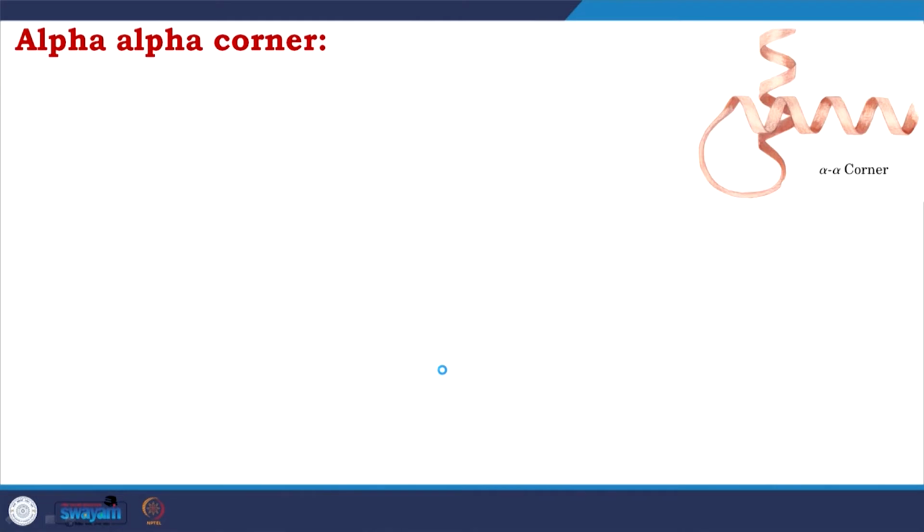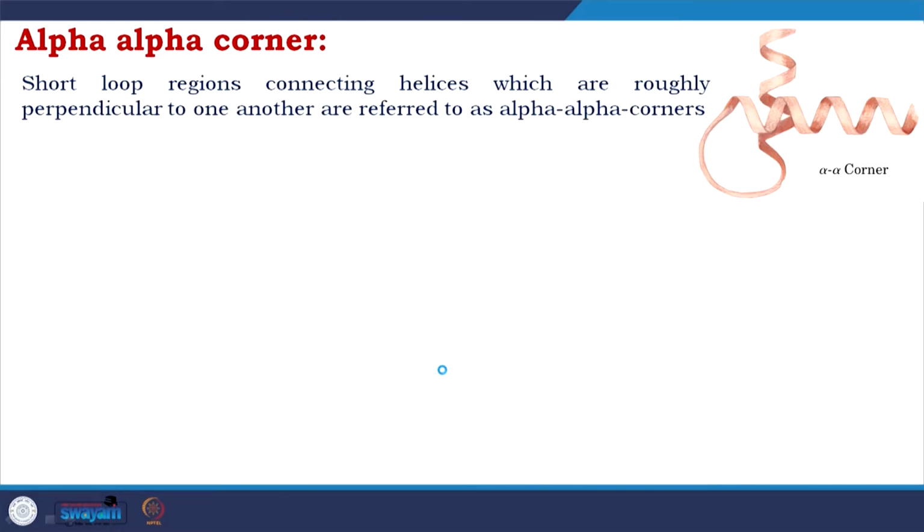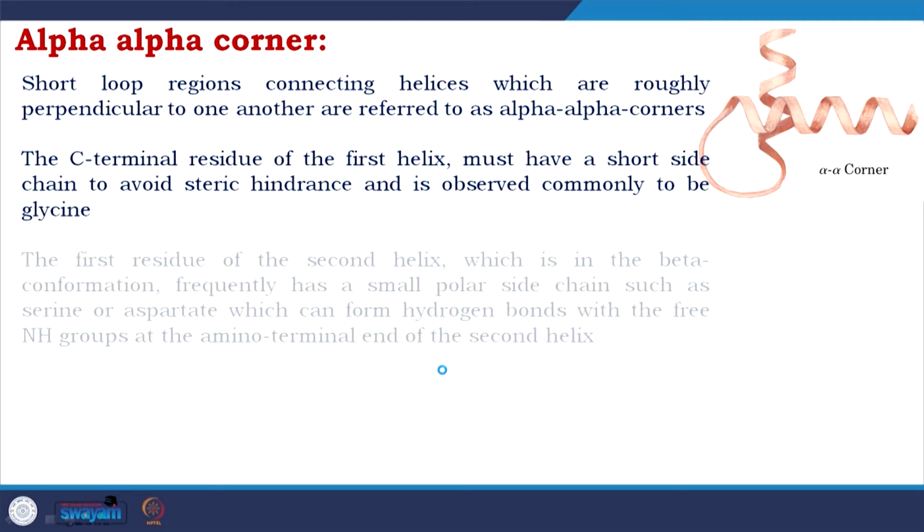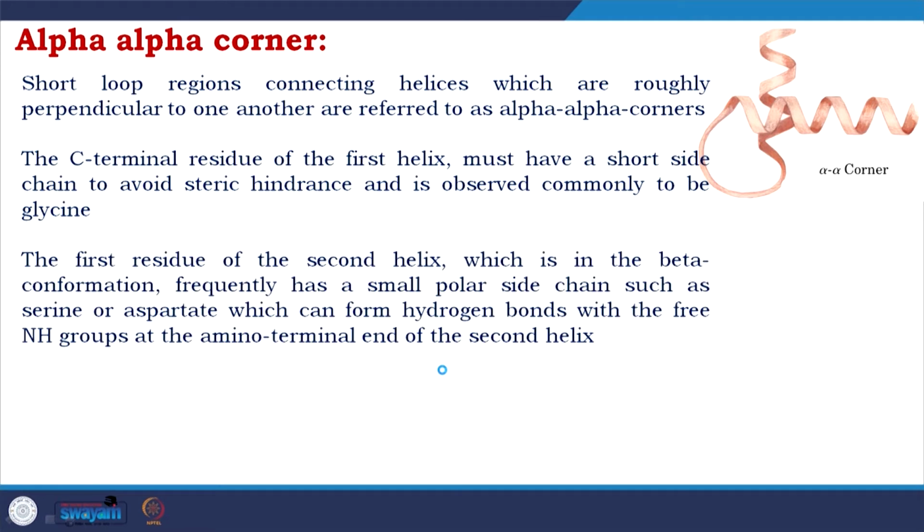Coming to another one, the alpha alpha corner. A short loop region connecting helices which are roughly perpendicular to one another is referred to as an alpha alpha corner. You see the picture of an alpha alpha corner: two alpha helices connected by a loop. The C terminal residue of the first helix must have a short side chain to avoid steric hindrance and is commonly observed to be glycine. As you already know, glycine is the smallest.